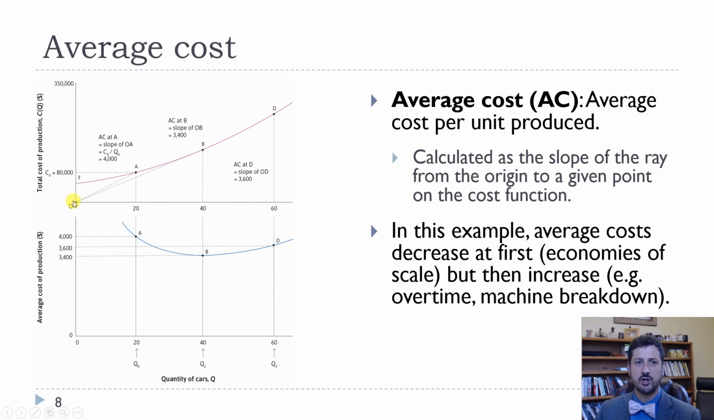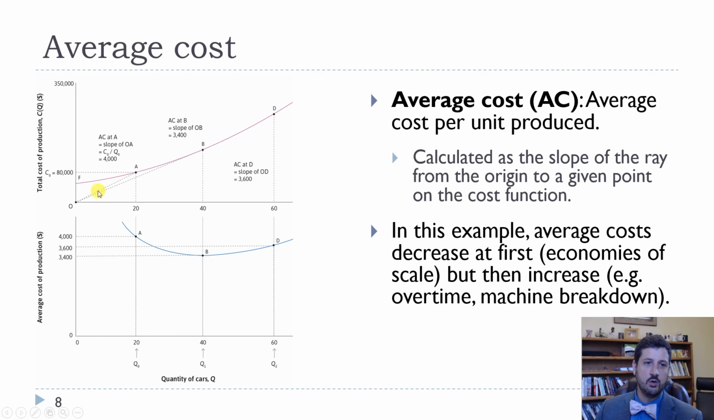The average cost is just the slope of the line from the origin to whichever point, right? Because remember, the slope is the rise divided by the run. The rise is just total cost, and the run is quantity. So cost divided by quantity is average cost. Now, the average cost curve is going to look significantly different than the total cost curve, right?